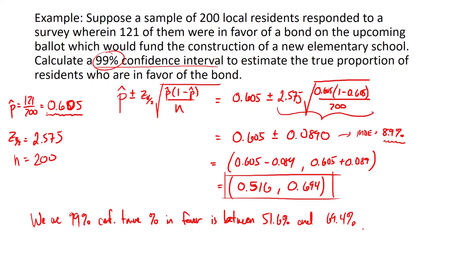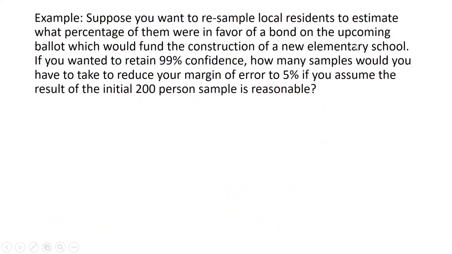Okay, so let's say that you want to go back out and you say, all right, I'm happy with these results, but I'd like to take more samples to reduce that margin of error. Let's say we wanted to reduce our margin of error down to 5%, right? So let's suppose you're going to redo the sample, you'd like to keep the 99% confidence level, but reduce your margin of error to 5%, and you assume that the results of that first 200 samples are relatively reasonable.